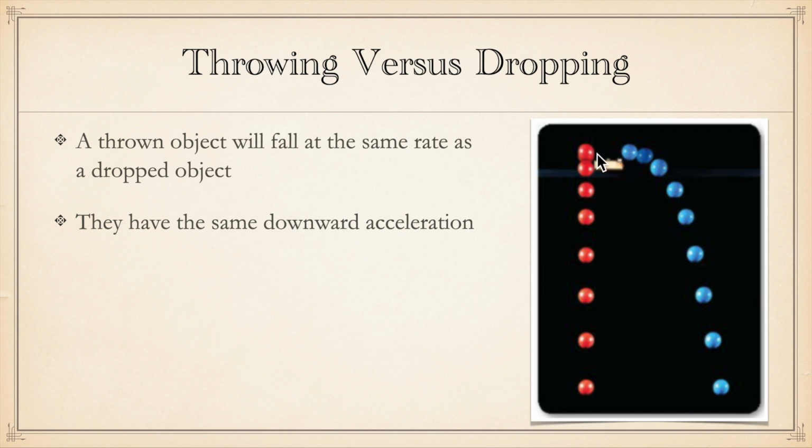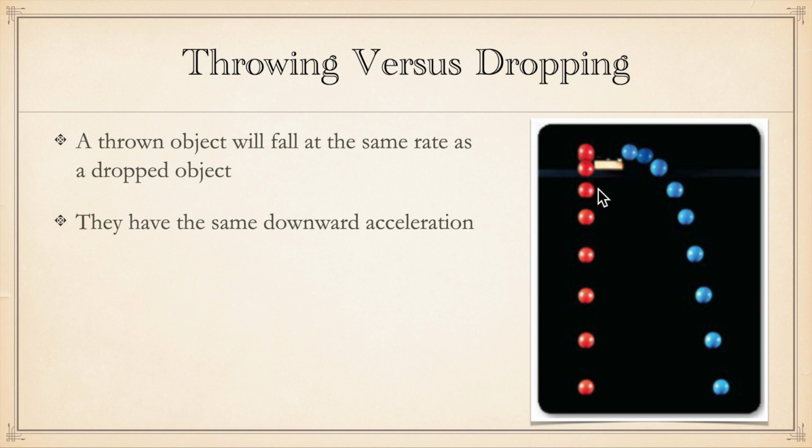The blue ball, on the other hand, has a horizontal velocity to the right. So when it leaves the edge of the table, gravity starts to pull it down, but it's also still got this velocity to the right. So it travels in this arc. But if you notice, at each interval, the balls are at the same height. So they're falling at the same rate.